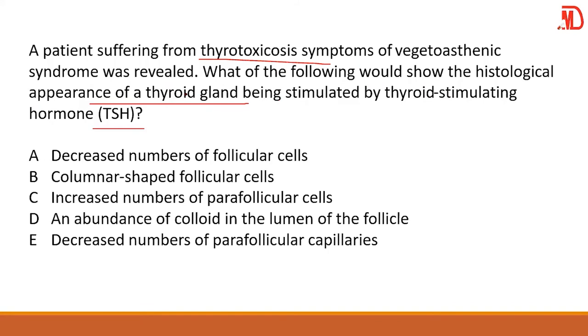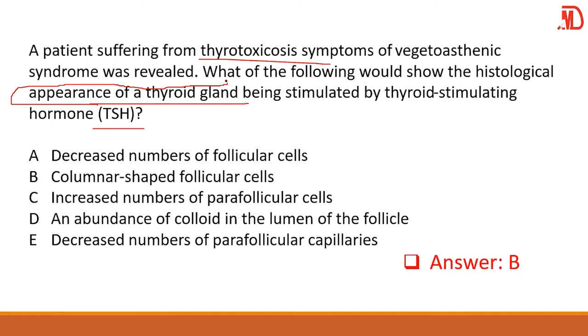What they mean is that they want to know the epithelia of the thyroid gland. And these thyroid glands are normally what? Columnar shaped. So here you are looking at B, columnar shaped.